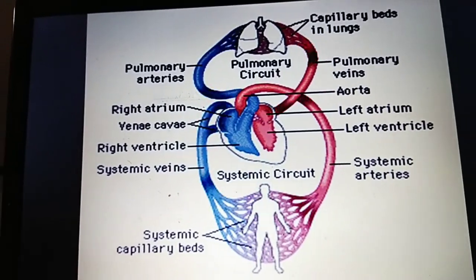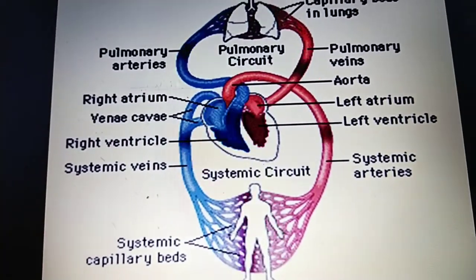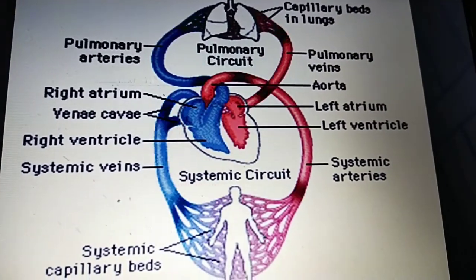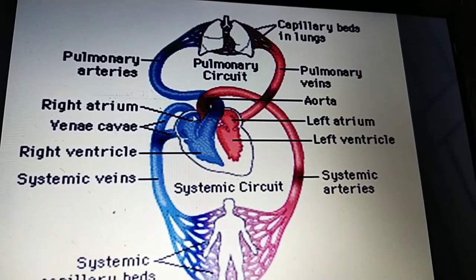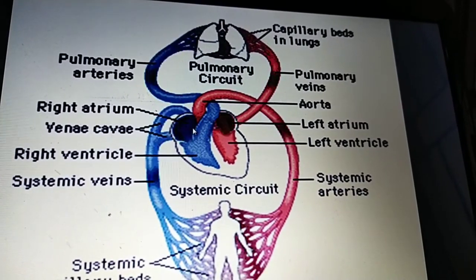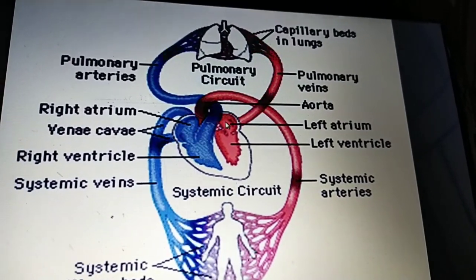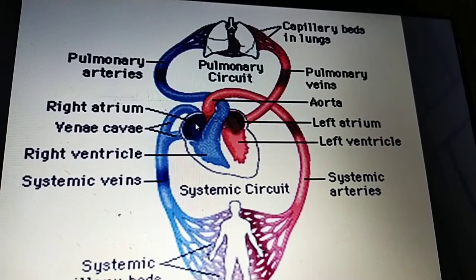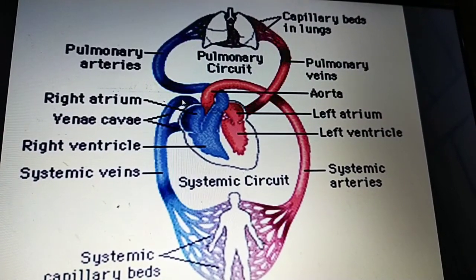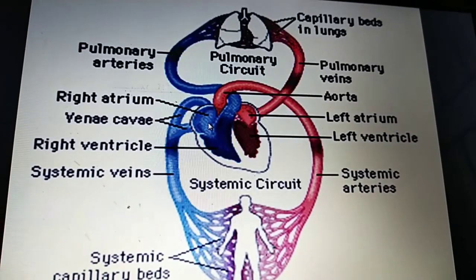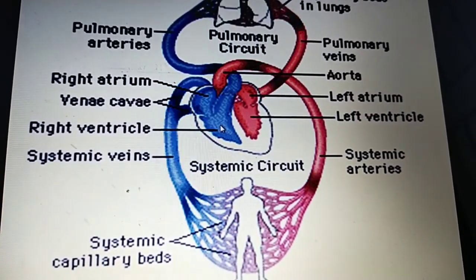the heart from the lungs. You can see here, this is the lungs and this is the heart, this is the right pump and this is the left pump. In this you can see the deoxygenated blood from the body, from the systemic circulation, comes to the right atrium and right ventricle.